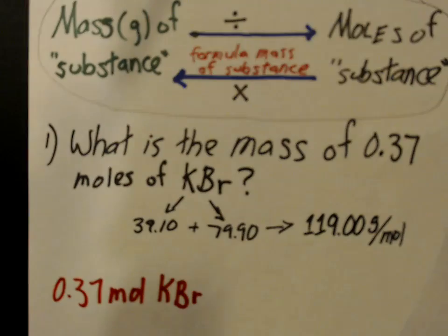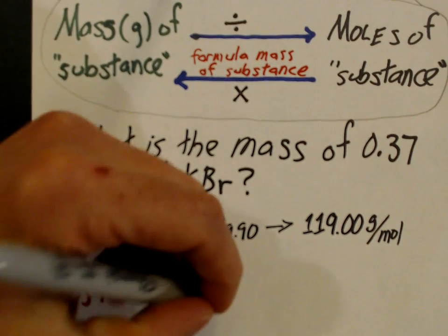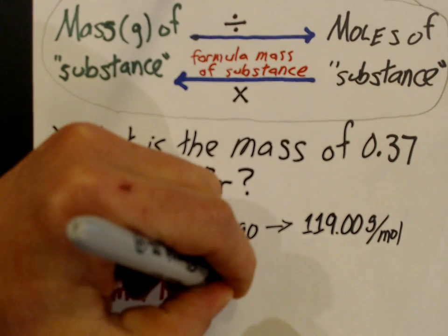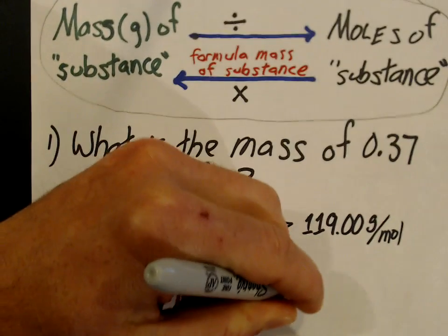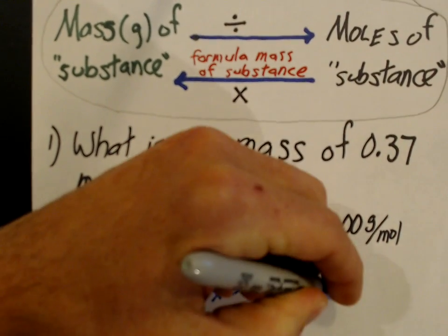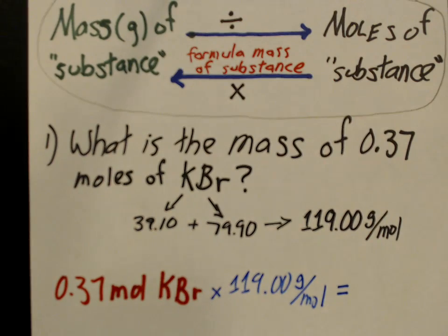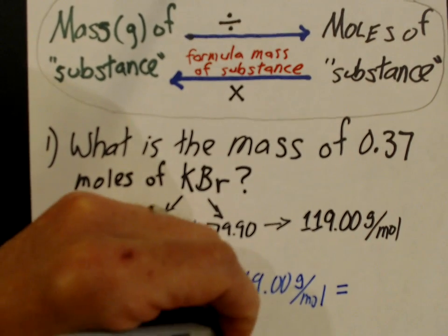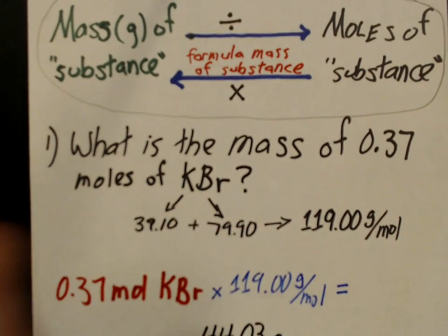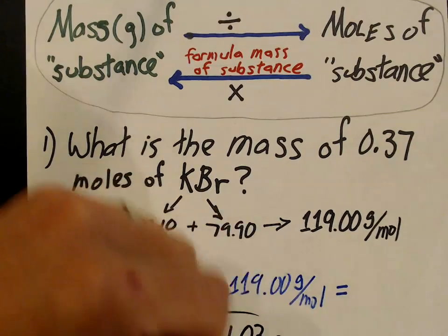So here we go, another thinner Sharpie. We're going to take the 0.37 moles of KBr and multiply it by the 119.00 grams per mole. We're going to get an answer, 0.37 times 119.00. And that's going to give us a wonderful answer of 44.03 grams. That's right. So there we go.